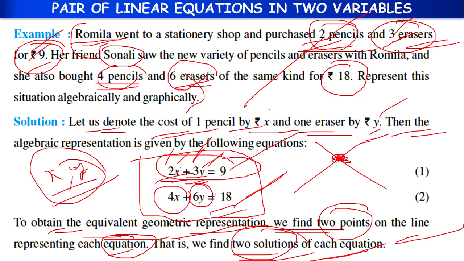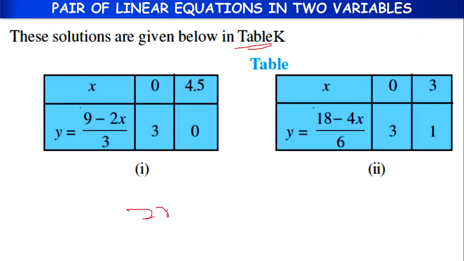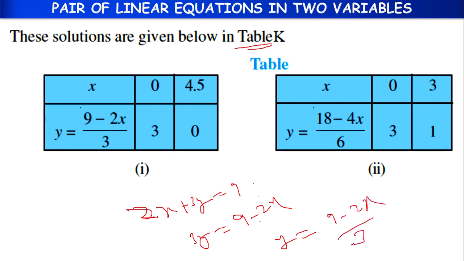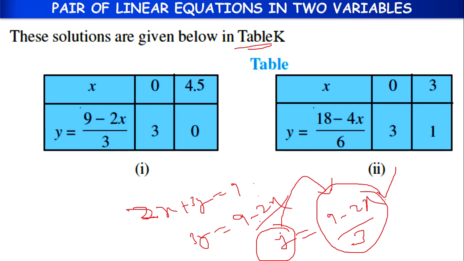So we have the first equation, 2x plus 3y equals 9. If 2x goes to that side, 3y equals 9 minus 2x. Or if 3 also goes to that side, y equals (9 minus 2x) by 3. This is the value of y in terms of x. It means if we know x, with the help of this formula, we can find y.